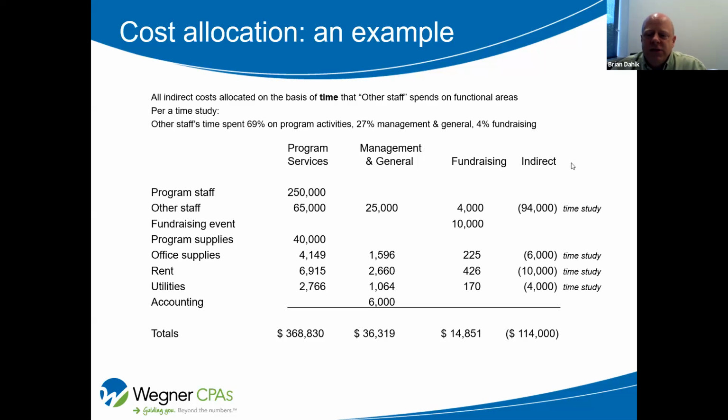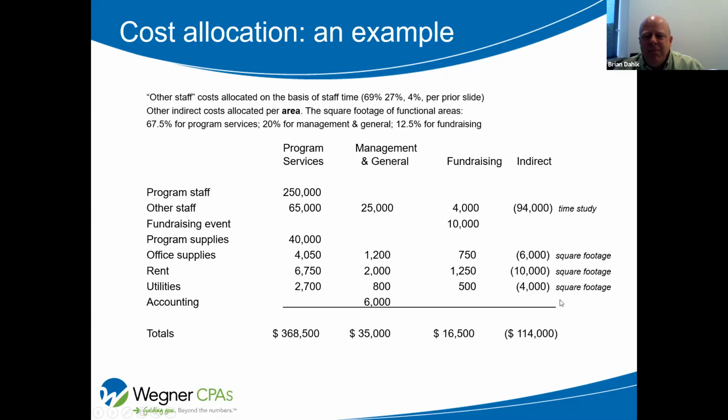So in this case, we estimate that the staff's time is spent among these particular functions on those percentages. So we're going to take the indirect costs and allocate them to the different functions based on these percentages. And so we can move all the indirect costs to the functions, and then we have our total of each functional category that includes the indirect allocations.